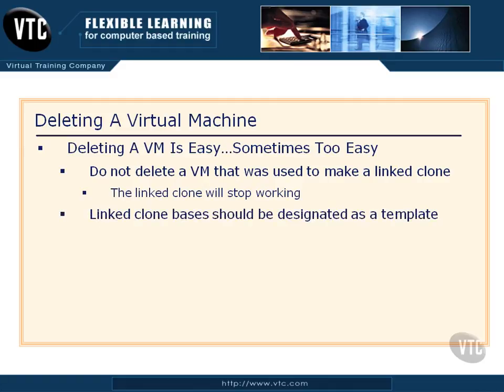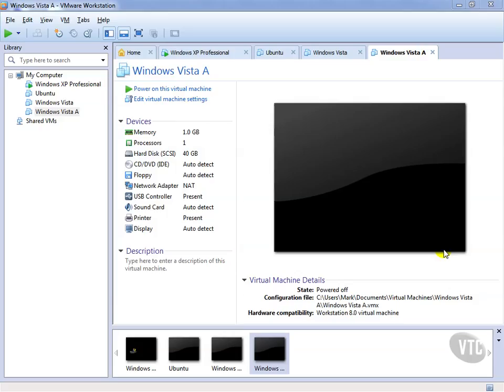So a linked clone base machine, or a machine that you created a linked clone off of, should be designated as a template, which will prevent you from deleting it. I'll talk about that a little bit more in cloning virtual machines, but this is a great place to reiterate that and remind you of that fact. So let's jump out into the Workstation interface and look at deleting a virtual machine.